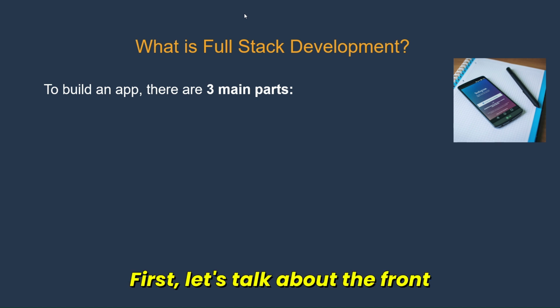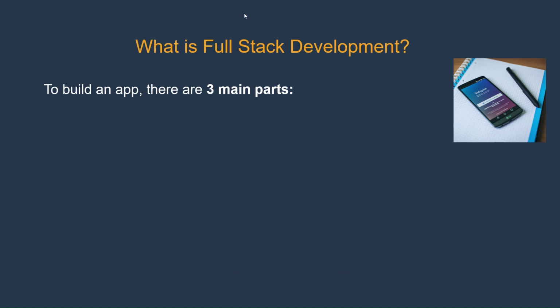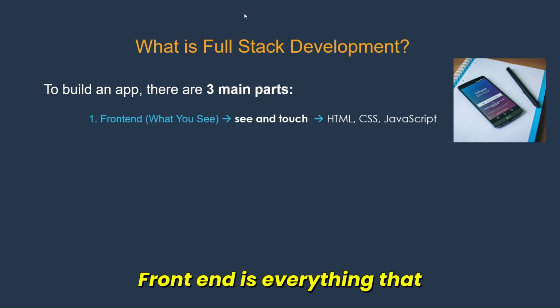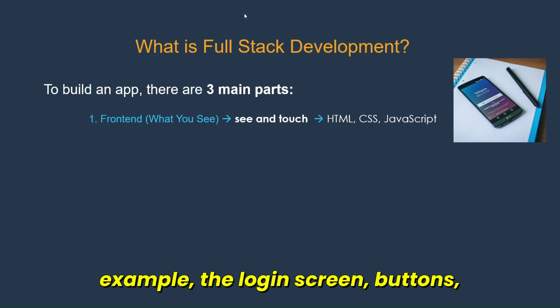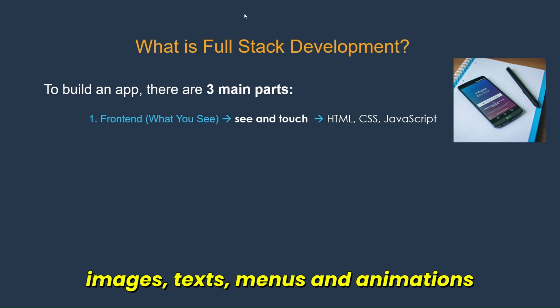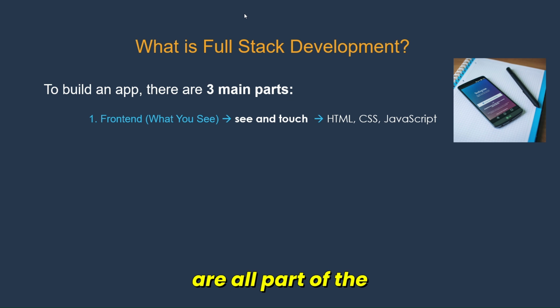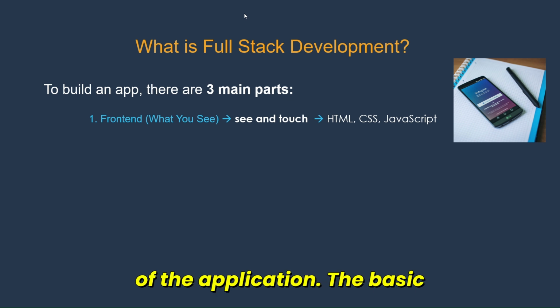First, let's talk about the frontend. Frontend is everything that you can see and interact with in an application. For example, the login screen, buttons, images, texts, menus, and animations are all part of the frontend. In simple words, frontend is the visible part of the application.